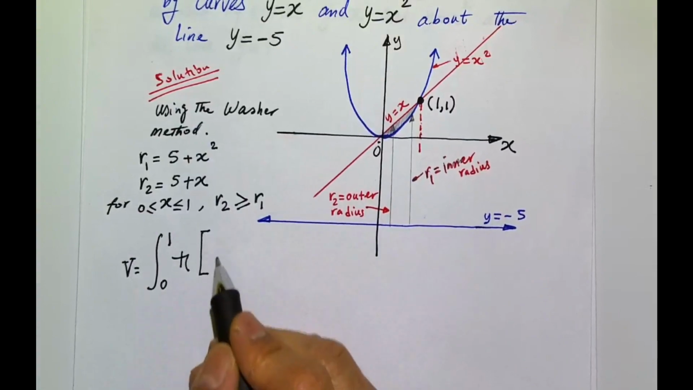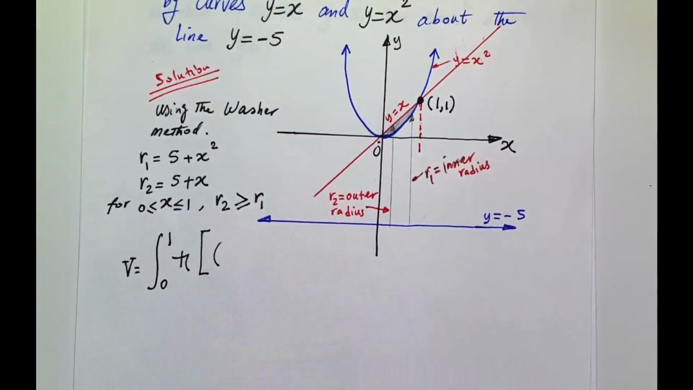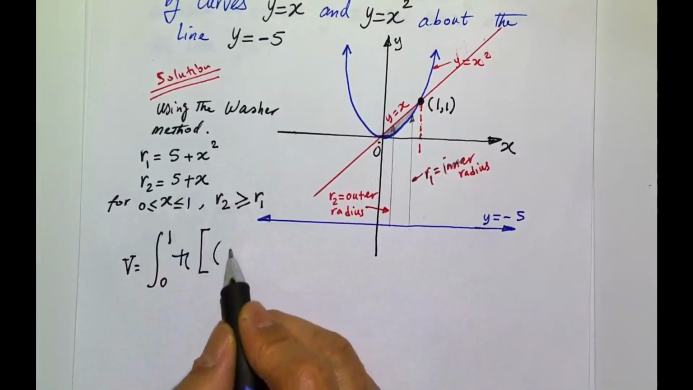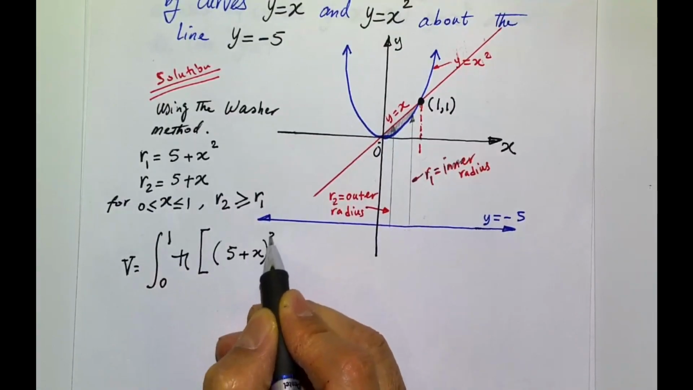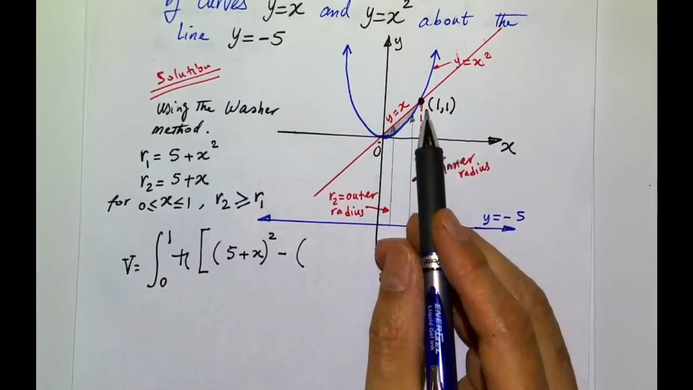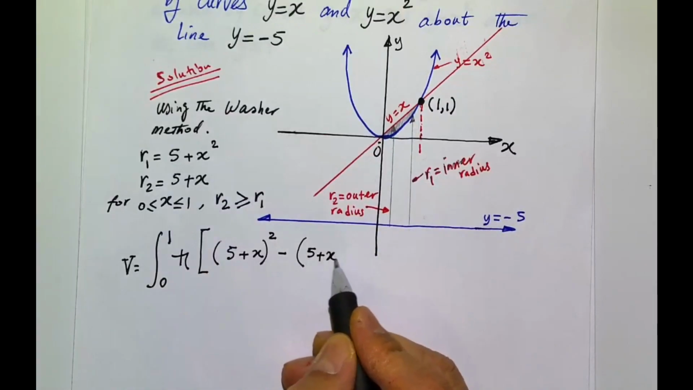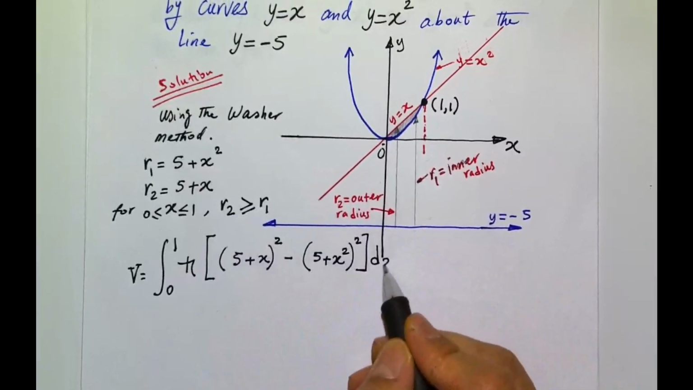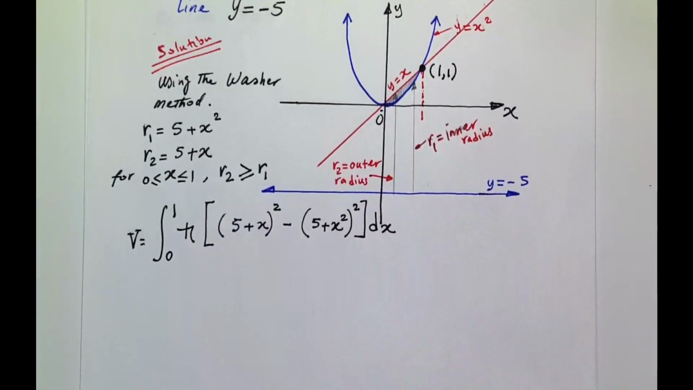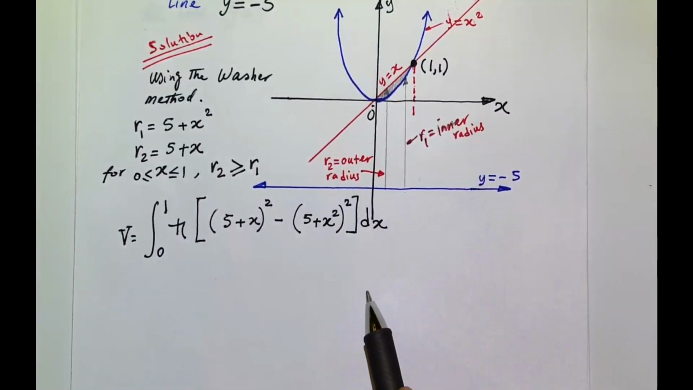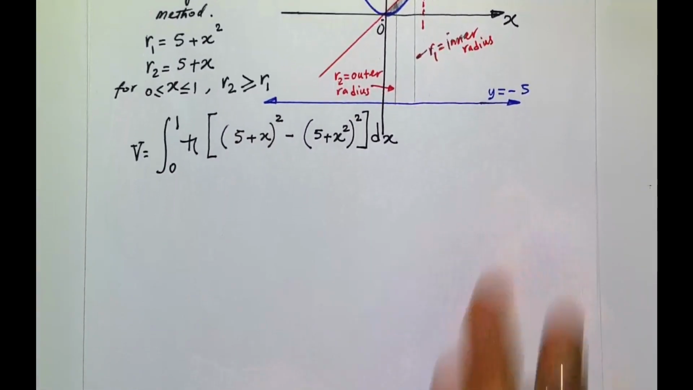Okay, so according to the formula, we have outer radius squared. Outer radius is R2 in this case, which is (5 plus x) squared, minus the inner radius, (5 plus x squared) squared, and then dx, right? We're integrating about a line that is parallel to the x-axis, and that's the equation of that. Okay, so that's that, and let's simplify this expression before we abandon it.